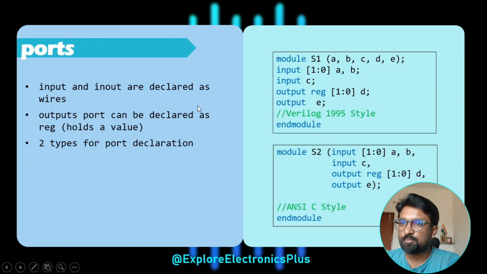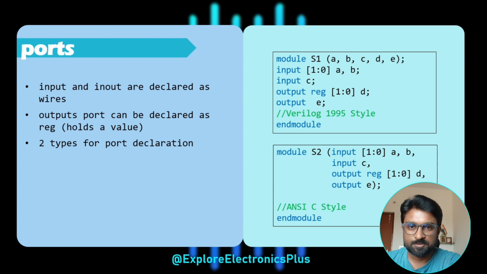And if you look at the ports, input and inout are declared as wires. Generally these two are wires here. You can see input A, B and C are wires. Output can be a wire or it can be a register. If we are writing our Verilog code in a behavioral description style, the output should be a register.